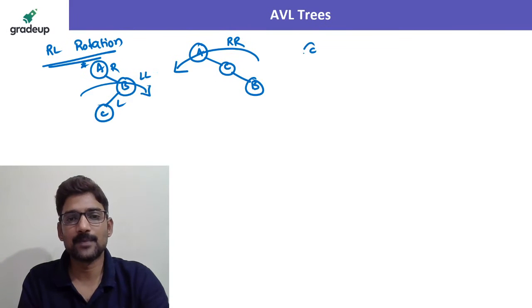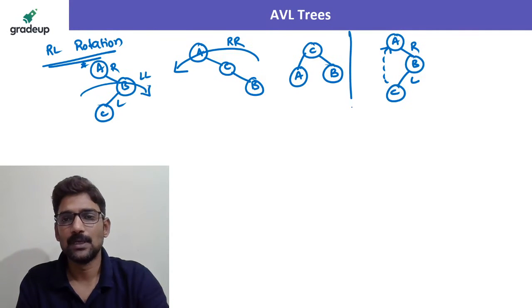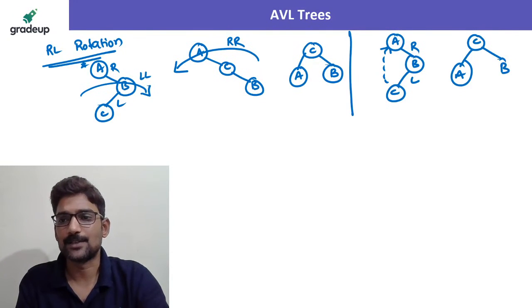Now C becomes parent. A will be left, B will be right. So in one step you can write this as whenever you do RL rotation, C should come to A place. A should become left child, B should be the right child.